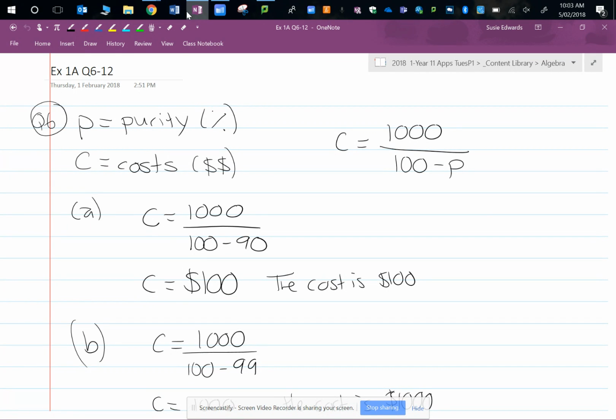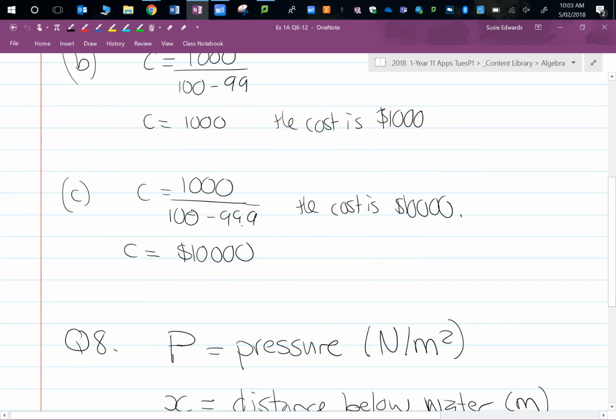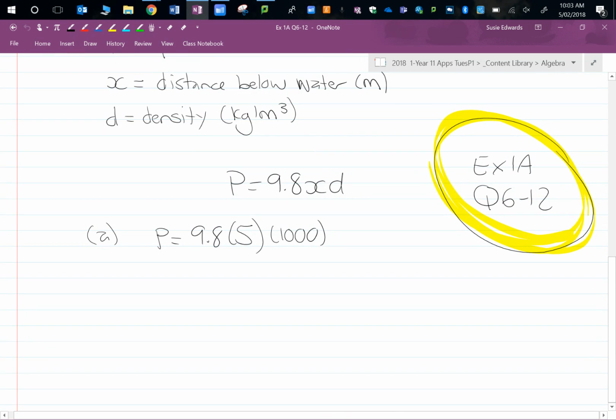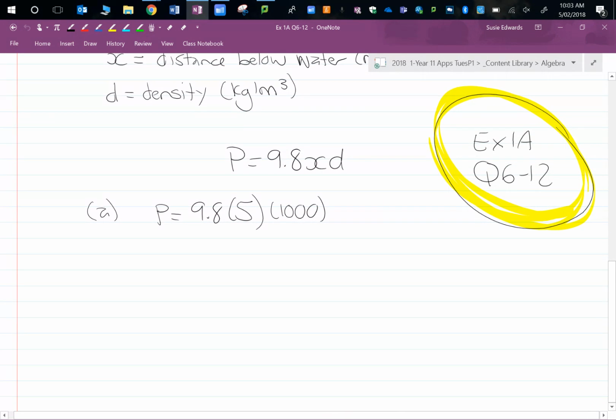All right, so question 10, as we go through, I'm just going to put it down the bottom. So I've got questions 6 to 8. Then I'm just going to keep going from question 10.